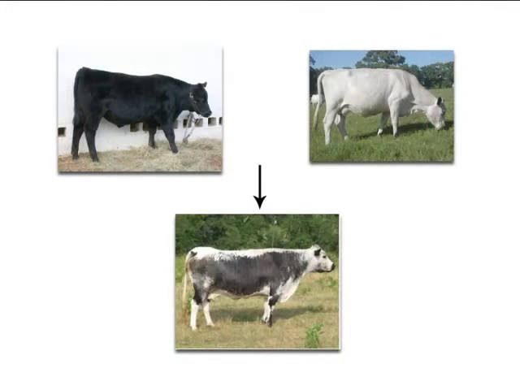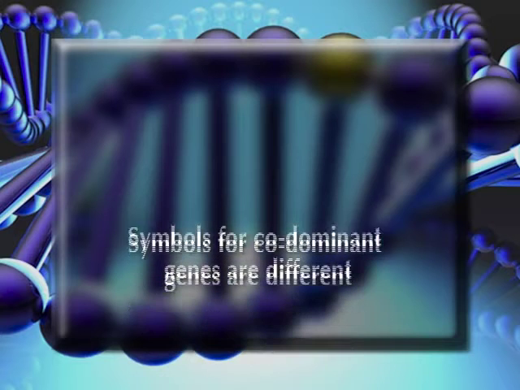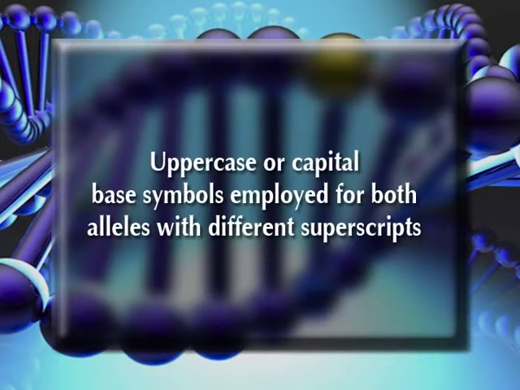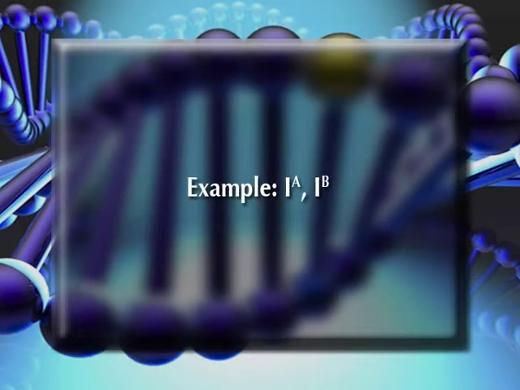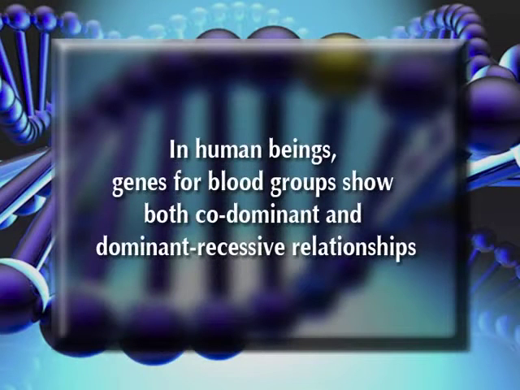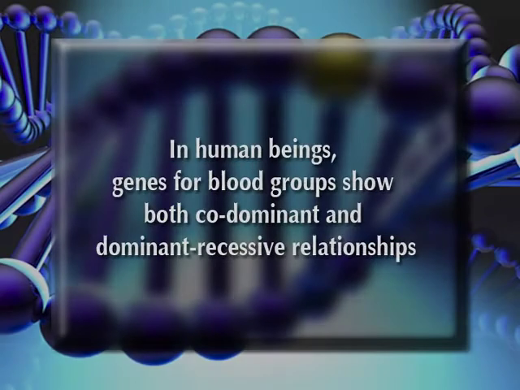Because of this fact, the appearance of roan color in hornless cattle is often considered to be a case of codominance. The symbols for codominant genes are different. Here, uppercase or capital base symbols are employed for both the alleles but with different superscripts, for example IA, IB. In human beings, genes for blood groups show both codominant and dominant recessive relationships.